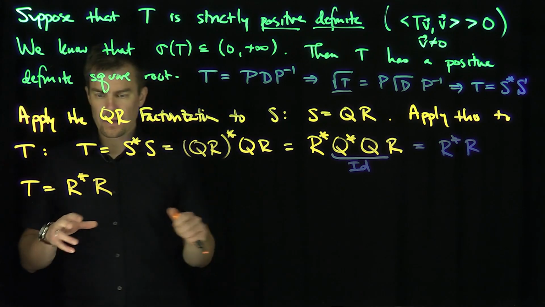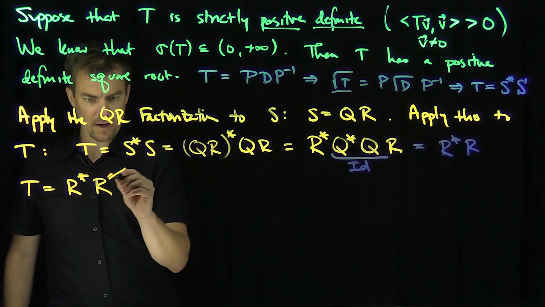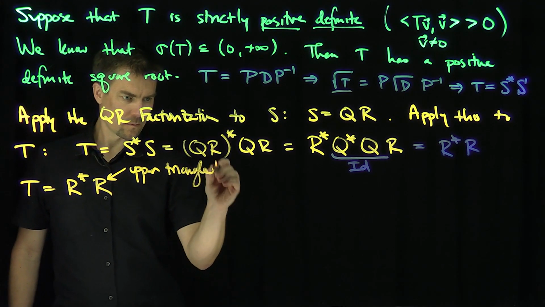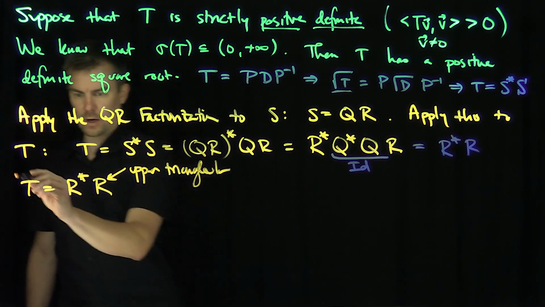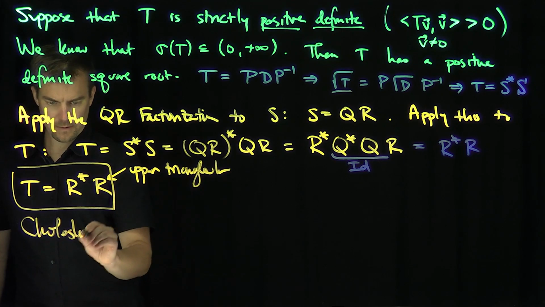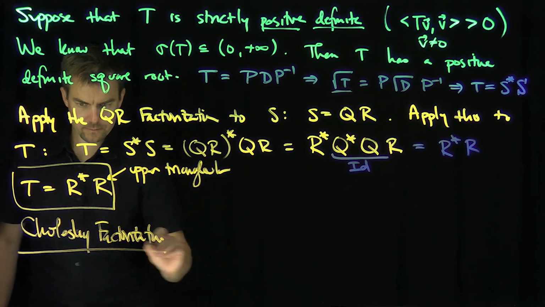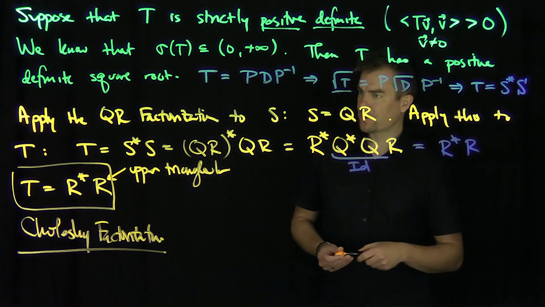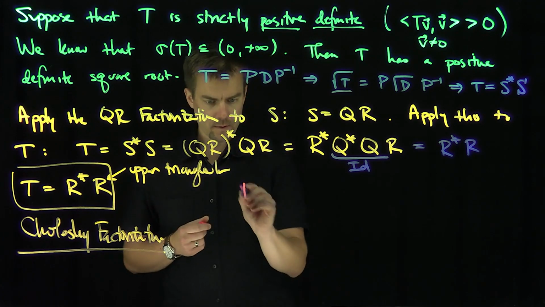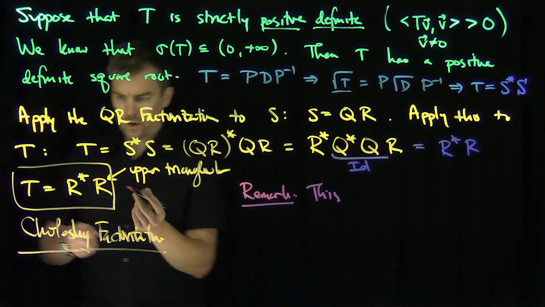And so now, of course, I have the upper triangular, lower triangular decomposition over here. This is upper triangular, and this, of course, is lower triangular, so this is our Cholesky factorization. This is called the Cholesky factorization. And this Cholesky factorization is unique, right? So this is a unique factorization. So, remark, this factorization is unique.